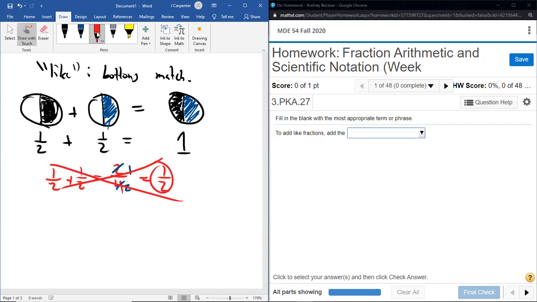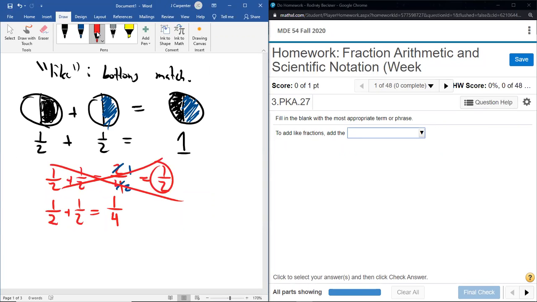Let's say we were going to just add the bottoms for some reason. We have a half plus a half, and we add the bottoms. 2 plus 2 is 4, and we don't add the tops. We just, oh, they match, so keep it a 1. First of all, it's extremely rare that the tops match.